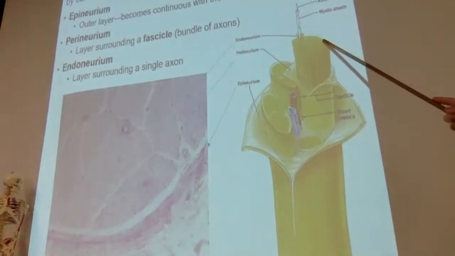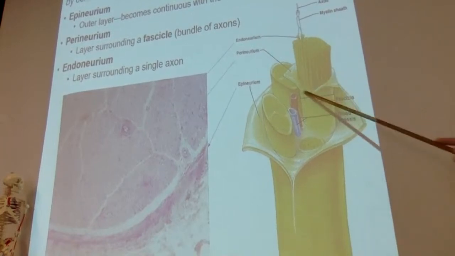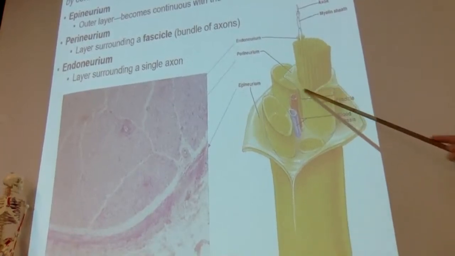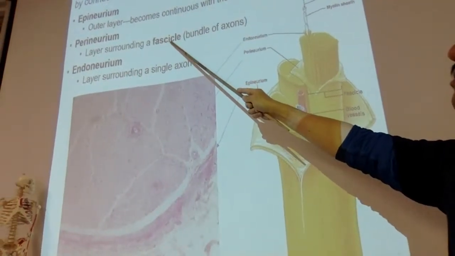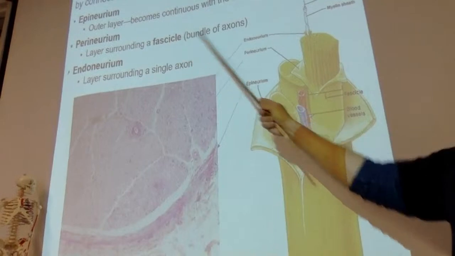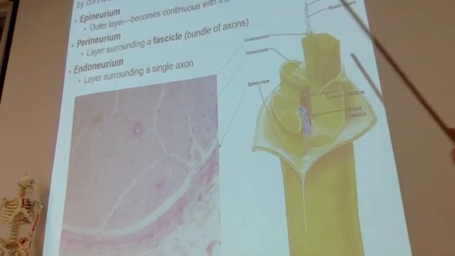Perineurium is when we have a bundle of those axons surrounded by a sheath. Perineurium is surrounding a fascicle. We've seen that term before. All fascicle means is a bundle of something. We're talking about a bundle of axons. So perineurium surrounds a bundle of axons.